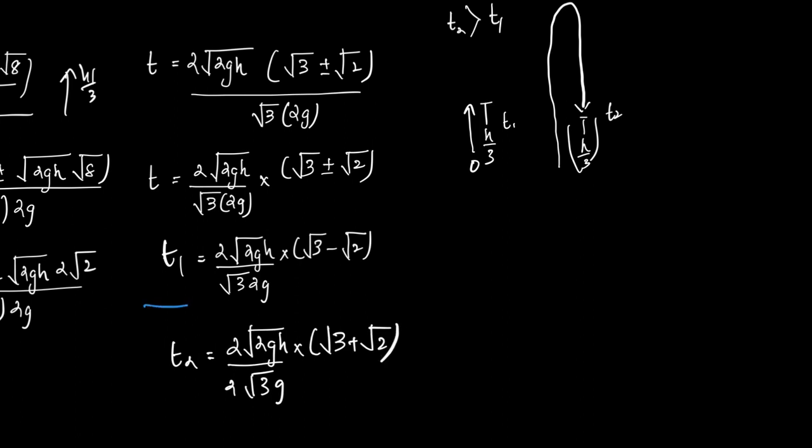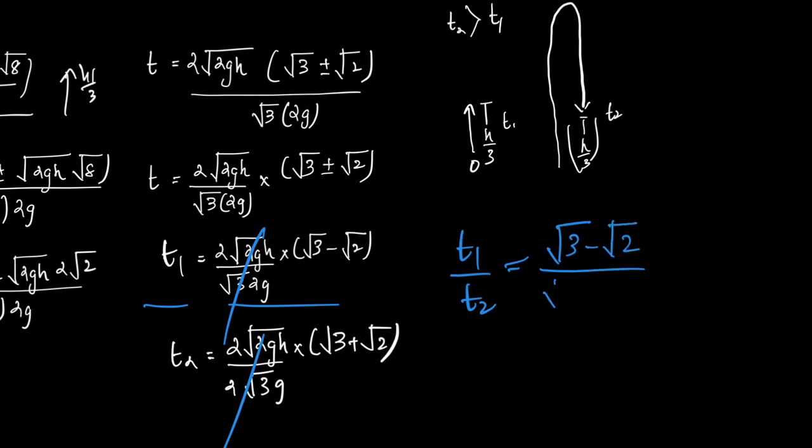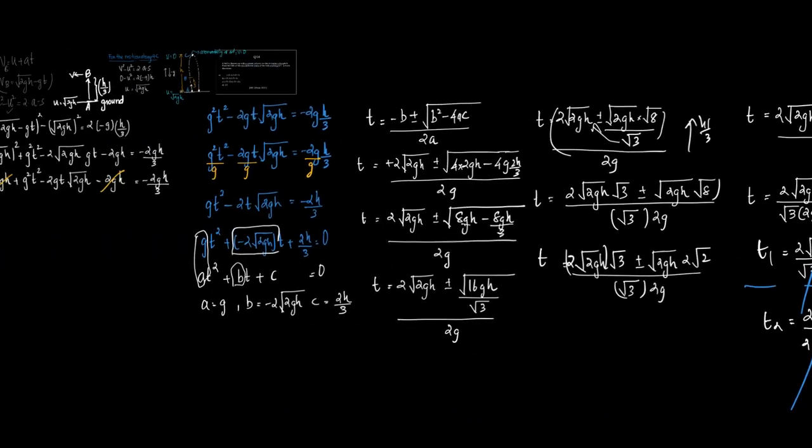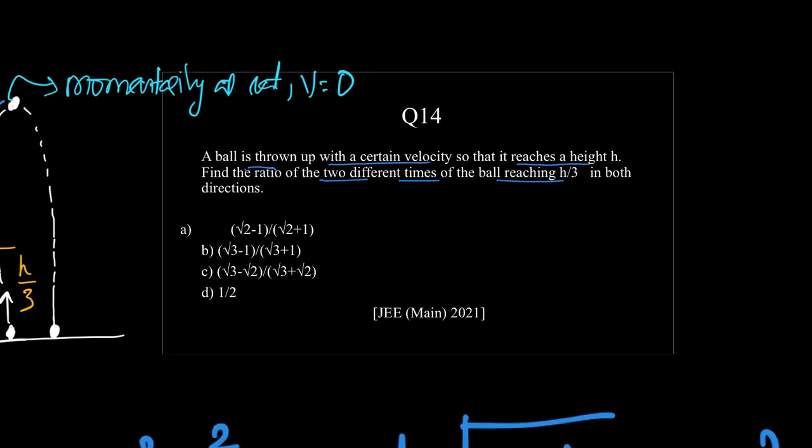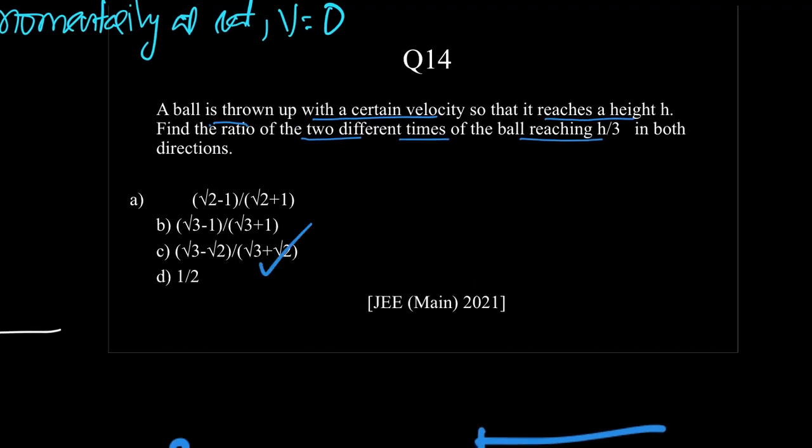Now if you divide on both sides, what do you get? T1 by T2 is equal to, these two terms will cancel off, all we are left with is root 3 minus root 2 the whole upon root 3 plus root 2, which gives us the correct answer as root 3 minus root 2 by root 3 plus root 2, option C.